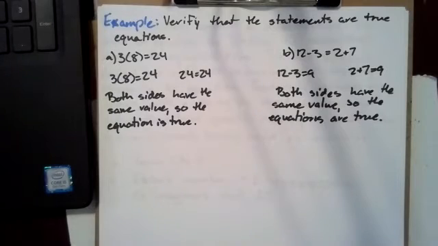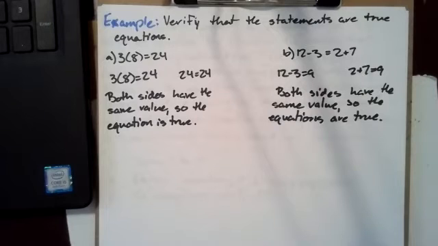For example, verify that these statements are true equations. First, we have 3 times 8 equals 24. We know that 3 times 8 is 24, and we know that 24 is equal to 24. So both sides have the same value, and the equation is true. Then we have 12 minus 3 equals 2 plus 7. 12 minus 3 is 9. 2 plus 7 is 9. Both sides have the same value, so the equations are true.